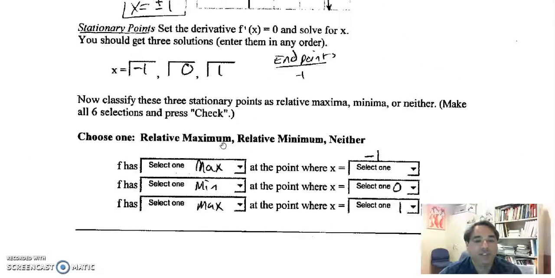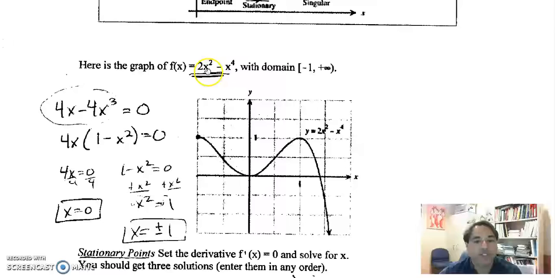If we plug 0 into the original, we get 0, 0. And if you look at 0, 0 on the graph, to the left is higher, to the right is higher, so it's a minimum, but it is not the lowest in the entire graph, so 0, 0 would be a relative min. If we plug -1 into the original, -1 squared is 1, 1 times 2 is 2, -1 to the fourth is 1, 2 minus 1 is 1, so we get -1, 1. There's nothing to the left, but to the right is lower, so that would be a maximum.